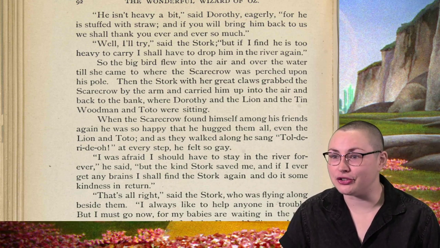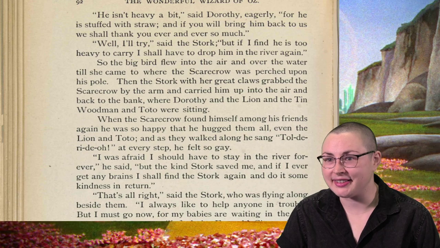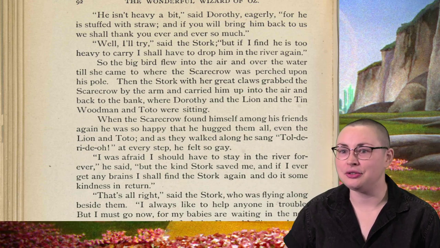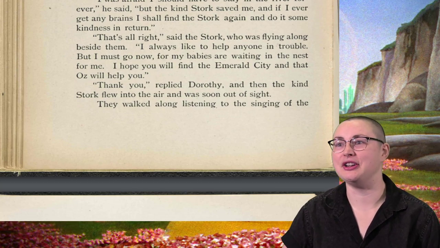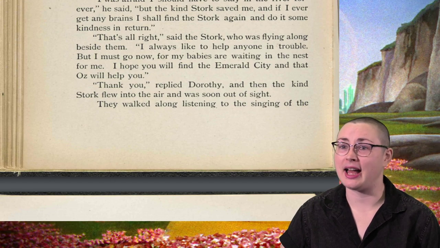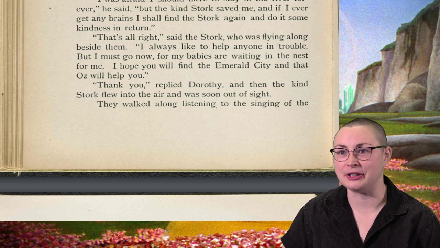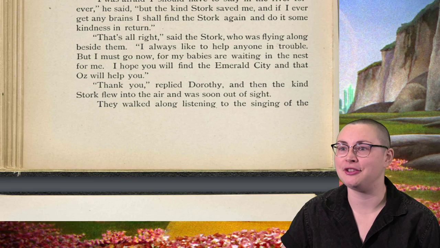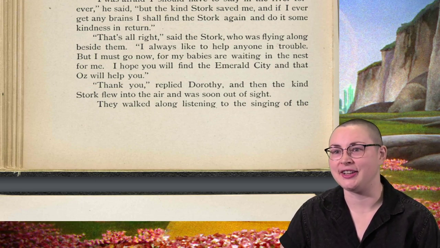I was afraid I should have to stay in the river forever, he said. But the kind stork saved me, and if I ever get any brains, I shall find the stork again and do it some kindness in return. That's all right, said the stork, who was flying along beside them. I always like to help people in trouble, but I must go now, for my babies are waiting in the nest for me. I hope you will find the Emerald City and that Oz will help you. Thank you, replied Dorothy, and then the kind stork flew into the air and was soon out of sight.